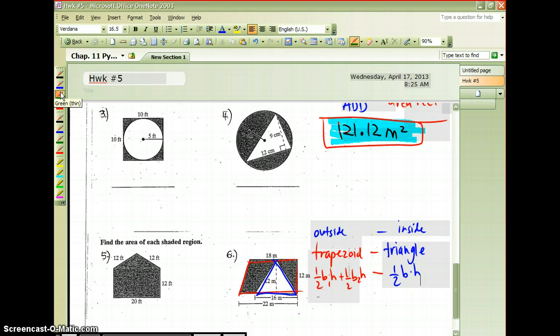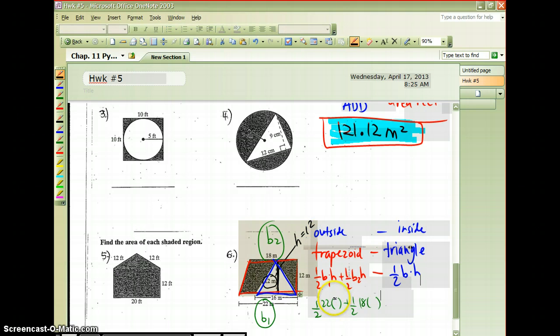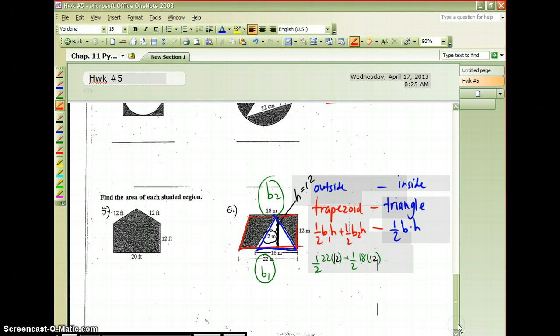For the trapezoid here, the base 1 would be 22. And then for the trapezoid, the base 2 would be 18 at the top. Okay, so I'm going to plug that in now. Half 22 times height plus half 18 times height. Okay, and the height is always how far apart the bases are. Now, that would be right here, which is the 12. So that's the height of my trapezoid. So 12 and 12. Okay, and then I'm going to work that one out first. So half of 22 is 11 times 12 plus half of 18, which is 9 times 12.